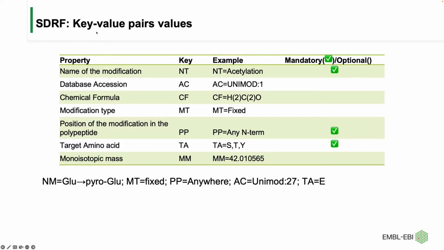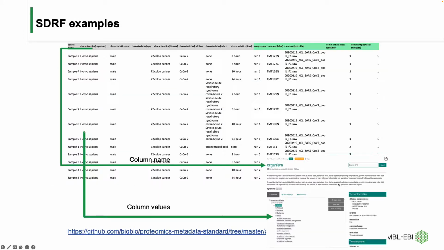How do you write a key value pair? A key value pair property in the file will look like this. What is the key? In this case, it is the name of the PTM. Then you have the accession in Unimod, for example, the target amino acid, and so on and so forth. This is the way you describe the term, and you will see one big example with that. The way you describe it is a key value pair, with a semicolon split between each key value pair for the term.